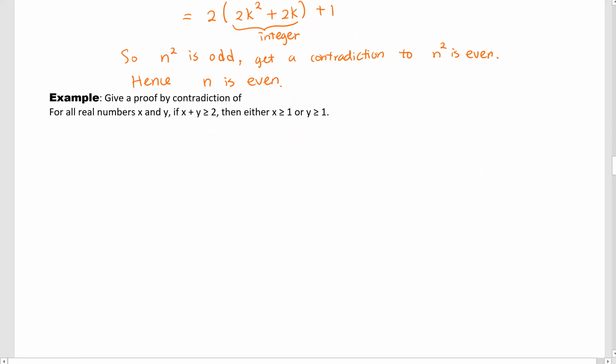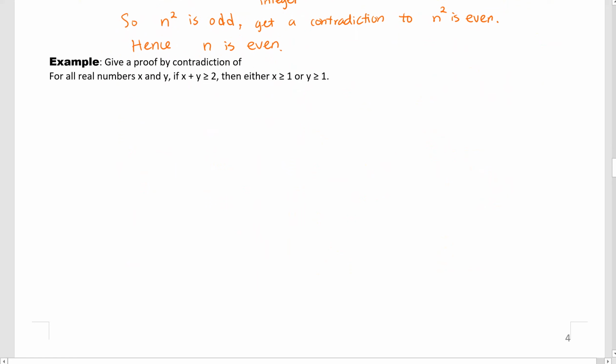Okay, next example. Remember, when you play the videos, you can stop at each example and try the problem first, and then you continue to play the videos and check your answers.